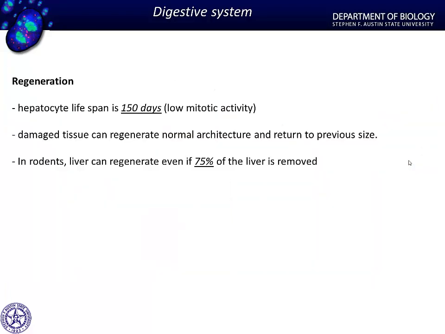Now, as I mentioned, you can't live without the liver, and fortunately, the liver has this amazing potential to regenerate. And in rodents, it's been experimentally demonstrated that you can lose 75% of your liver, and it will regrow to approximately its normal size. Now, that's amazing because hepatocytes have a relatively low mitotic activity. The turnover rate is usually about 150 days. But if there's a tissue in your body that has the capacity to regenerate, it most certainly is the liver.